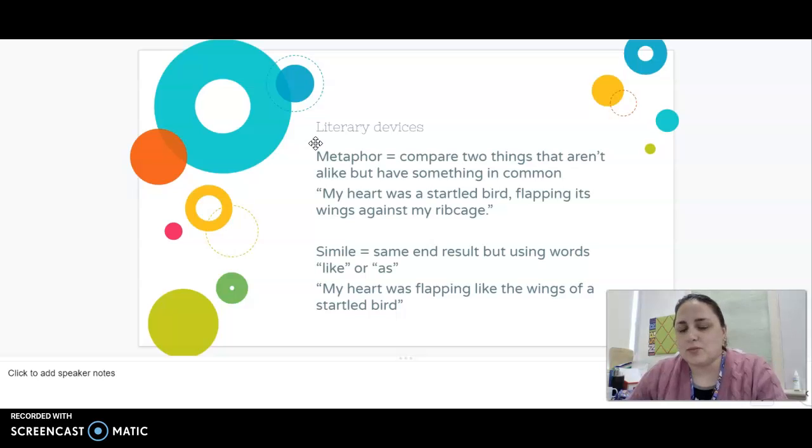Simile, it has the same result, but it uses the words like or as. So if we were to turn what was written as a metaphor into a simile, it would be, my heart was flapping like the wings of a startled bird. So this is another option for you guys. These are two more literary devices that you could use.